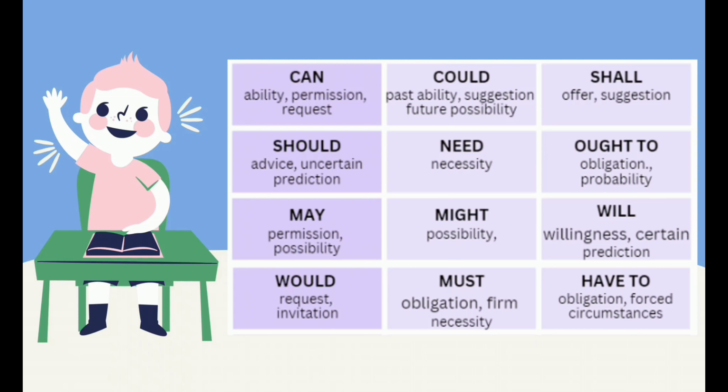May is to express possibility or to request permission. Might is to express possibility. Will expresses willingness. Would is to request or offer. Must means to express obligation and firm necessity. Have to means to express obligation or forced circumstances.